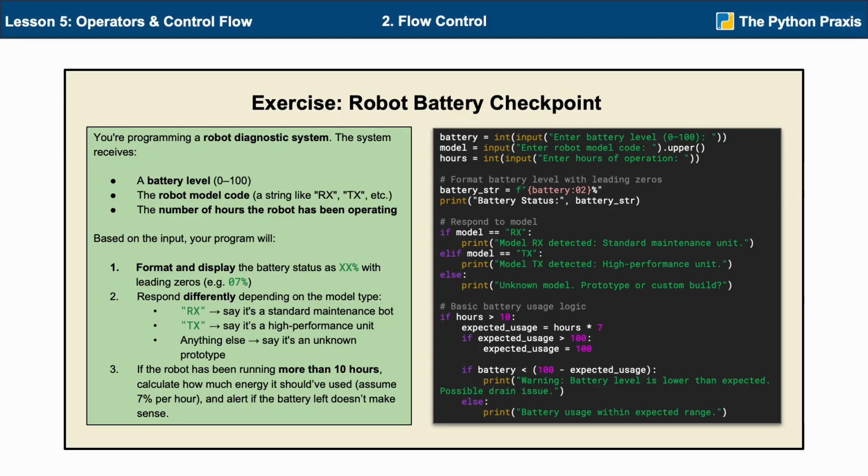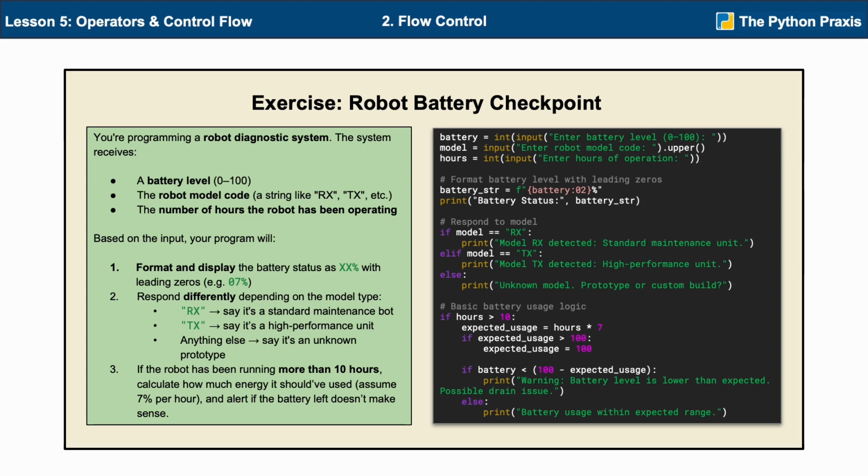The next 2 lines of code format and print the battery level with 2 digits and leading zeros. To do this, we use a new string variable named battery_str, and then print the battery status message. The next block of code in our program contains the if, elif, and else conditions and statements that check the model of the robot and respond with the appropriate message.